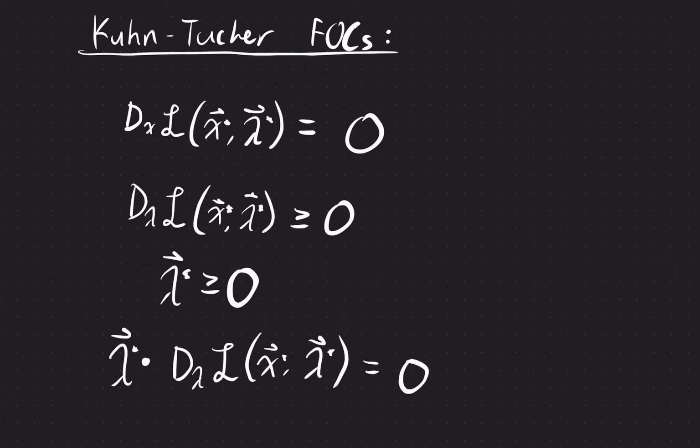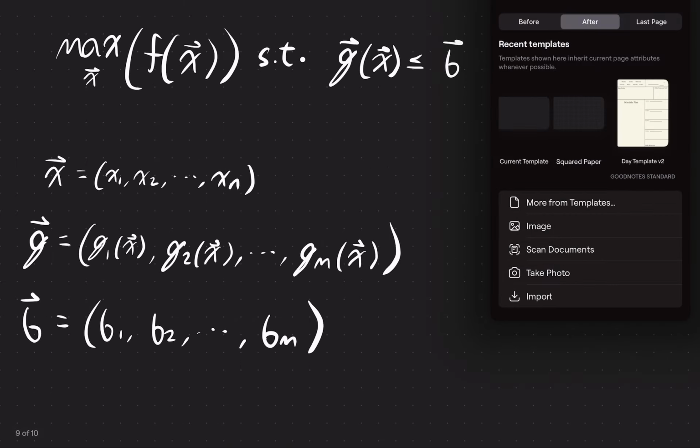So let's break down what this means. The x gradient is going to be the vector of all the partial derivatives with respect to x. Oh yes, and I realized I haven't in this video gone over how to set up a Lagrangian, so let's do that quickly.